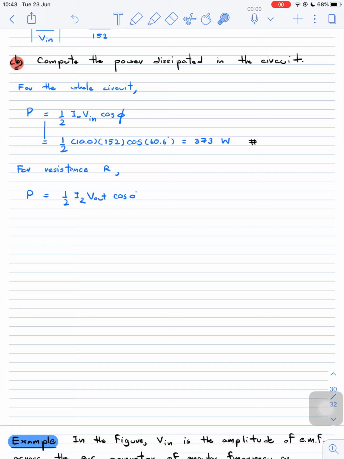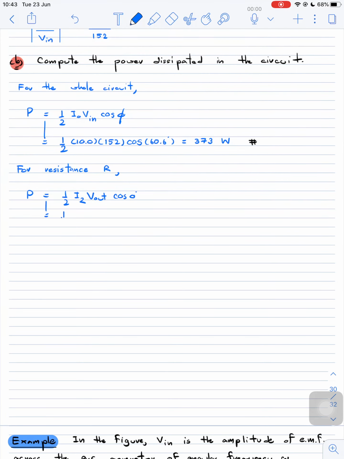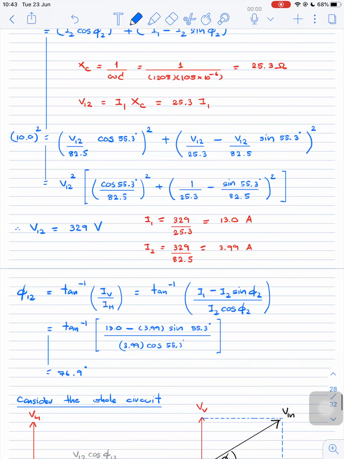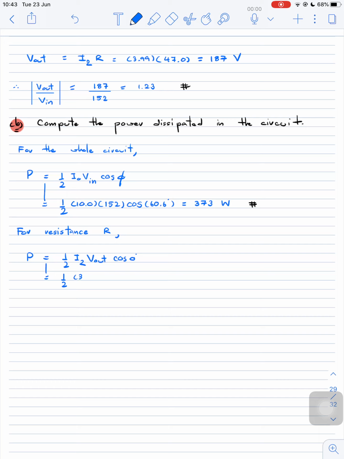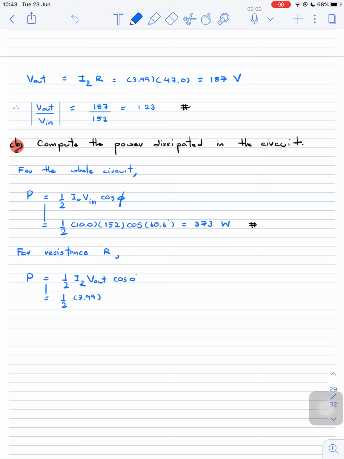Don't forget that the phase difference between the current through the resistor and the potential difference across the resistor is 0 degrees. What is I2? I2 is this value, 3.99 amperes. The V out is 187 here, and cosine 0 equals 1. So again you will get the same answer, 373 watts. It's the same answer.